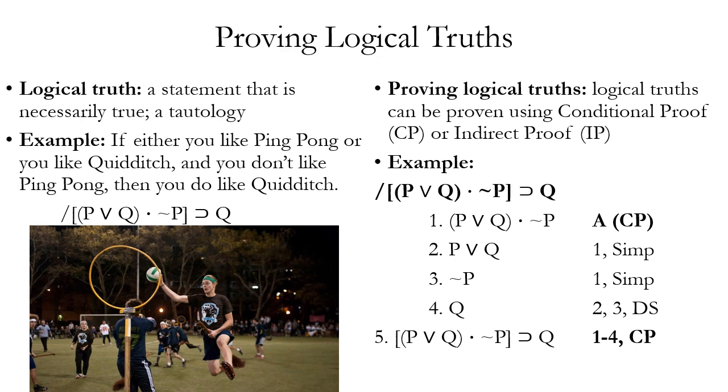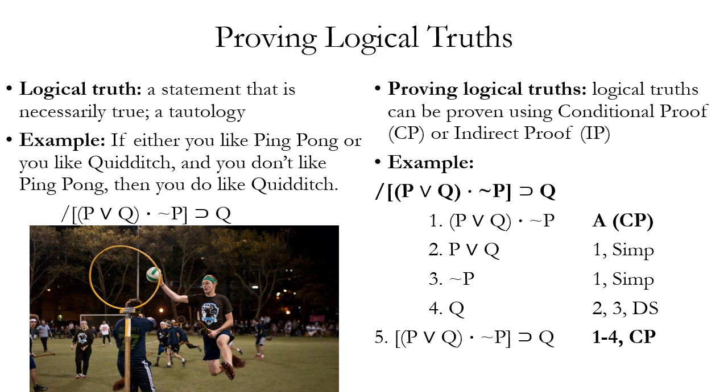So we indent our assumption on line 1. We're going to assume the antecedent of the conditional we want to prove, as per usual with the conditional proof rule. In this case, that's parentheses p wedge q close parentheses dot tilde p. And then we want to look at our assumption and strategize how we can derive the consequent of the conditional we're trying to prove just from that one assumption. So you'll notice if we simplify out the two conjuncts, p wedge q and tilde p, we can use those together with disjunctive syllogism to prove q on line 4.